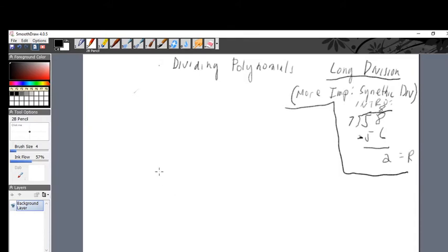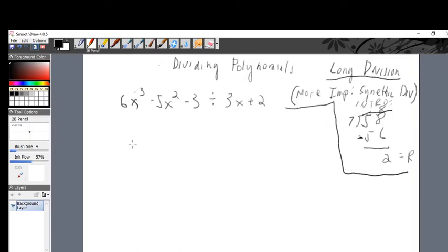What if you have a situation that looks like this? 6x cubed minus 5x squared, next, minus 3, divided by 3x plus 2.